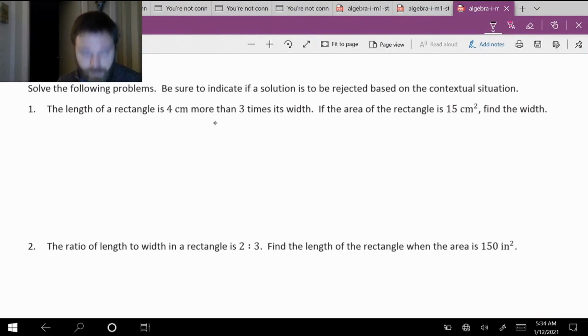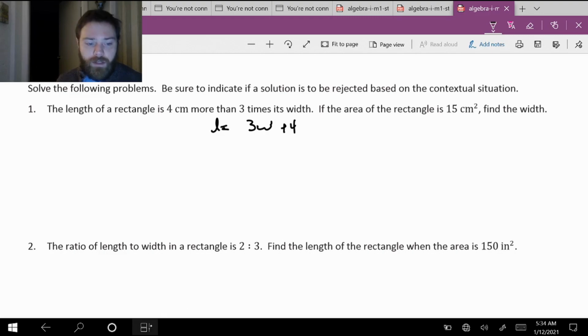So it says to solve the following problems. The length of a rectangle is 4 centimeters more than 3 times its width. If the area of the rectangle is 15 centimeters squared, find the width. So the length is 4 centimeters more than 3 times its width, so that's going to be 3w plus 4. So that's our length. It says if the area of the rectangle is 15 centimeters squared, find the width.